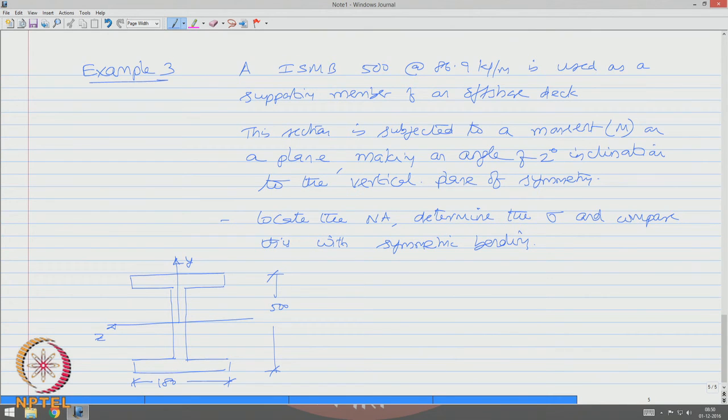It says that the loading is acting on a plane which is just 2 degrees to the vertical plane of symmetry, and the moment is acting about this. We need to find the stresses. Obviously, we need to know the maximum value. Let us compare this at point A and see what is the difference in the stress.